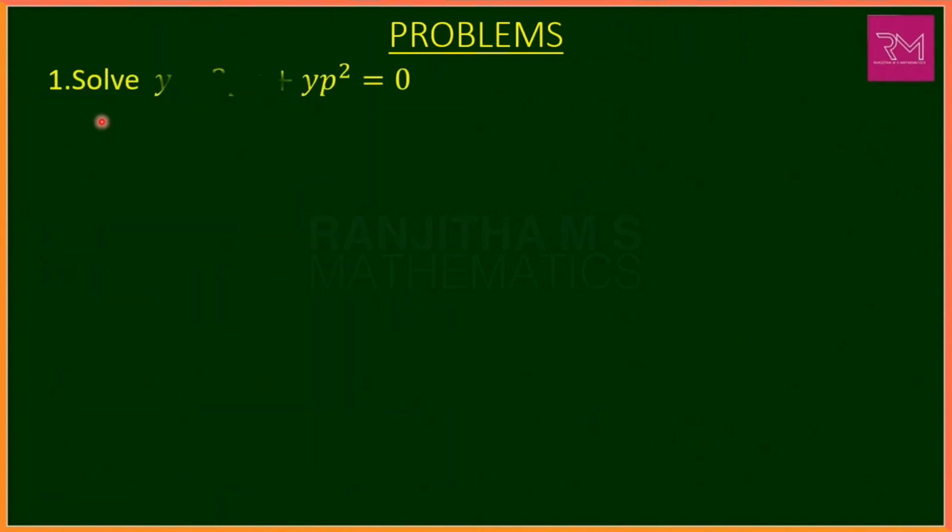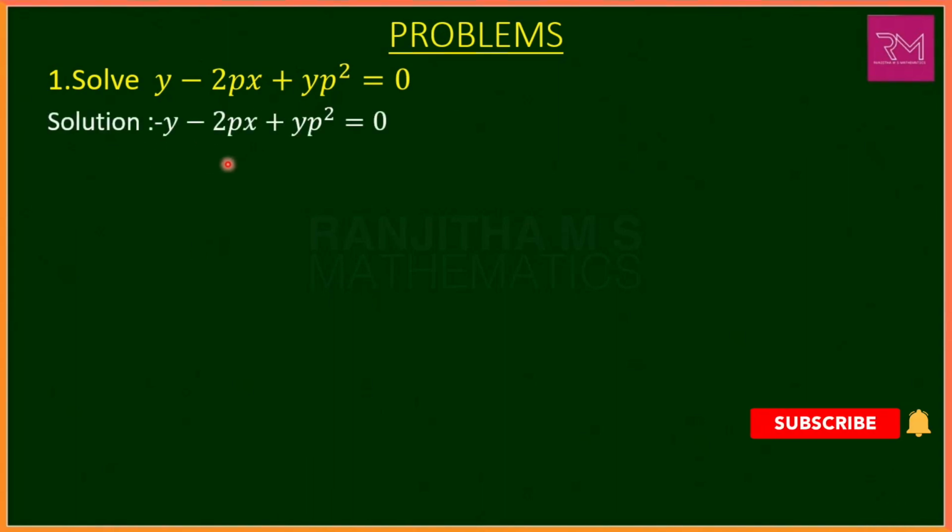Here is the first problem. Solve y minus 2px plus yp square is equal to 0. Observing the problem, this is a non-linear differential equation of first order but not first degree, that is, p square is nothing but dy by dx whole square. So this is a first order and second degree differential equation, a non-linear differential equation of first order but not first degree.